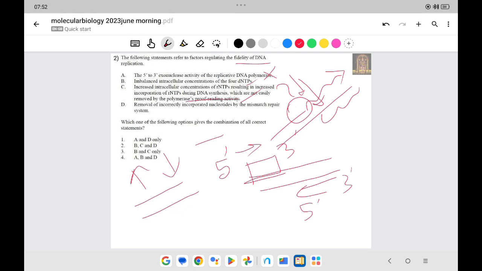Yes, if there is any mismatch present in the DNA, if it happens via the activity of the DNA polymerase during the replication, it can be removed by the mismatch repair system. So that is very much useful to increase the fidelity of DNA replication. So this statement is also right. So option 2 is correct.